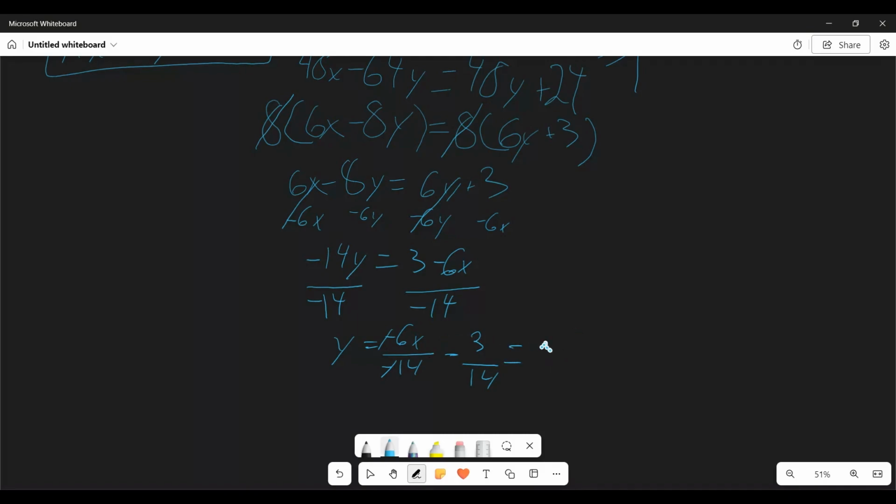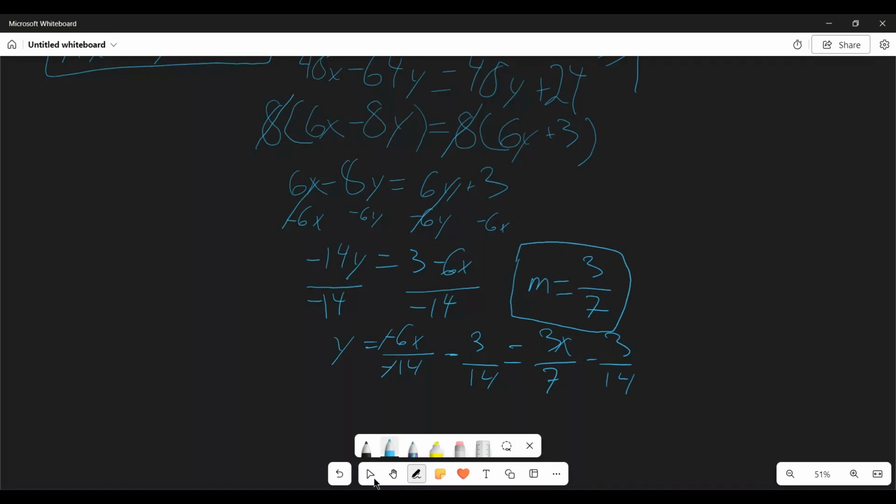So we actually get 3x over 7 minus 3 over 14. Okay, so that wasn't too bad. Now we have our first equation in y equals mx plus b form, or slope-intercept form. So our m term, right, we know now m is equal to 3 over 7.